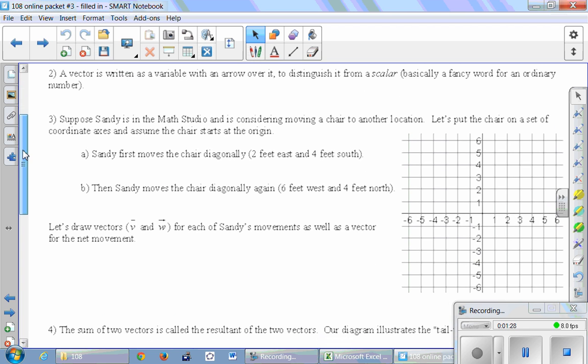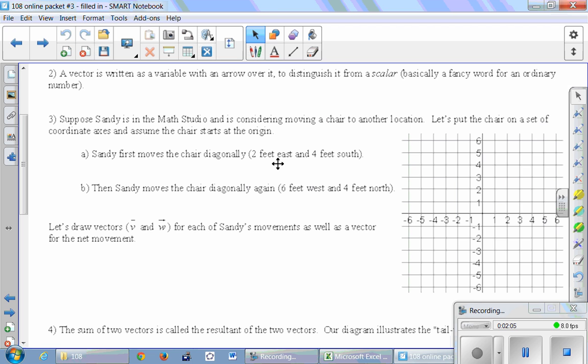So let's start putting all this stuff to use in number 3. Suppose Sandy is in the math studio and is considering moving a chair to another location. Let's put the chair on a set of coordinate axes and assume the chair starts at the origin. Sandy first moves the chair diagonally 2 feet east and 4 feet south. Then Sandy moves the chair diagonally again 6 feet west and 4 feet north. Let's draw vectors, V and W with little arrows on top of them. That's our notation for vector. For each of Sandy's movements, as well as a vector for the net movement. Net just means total.